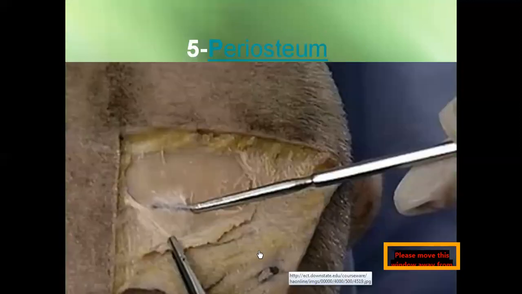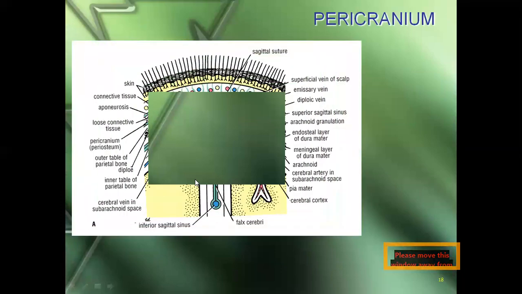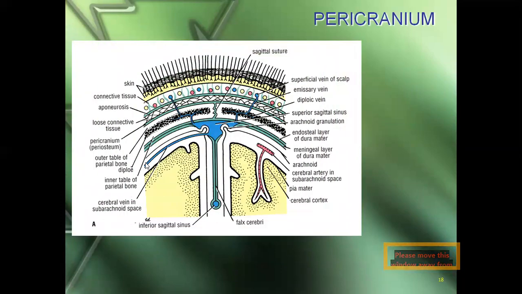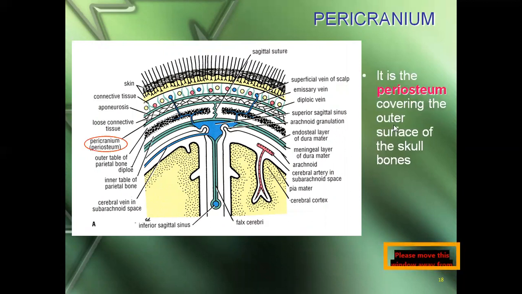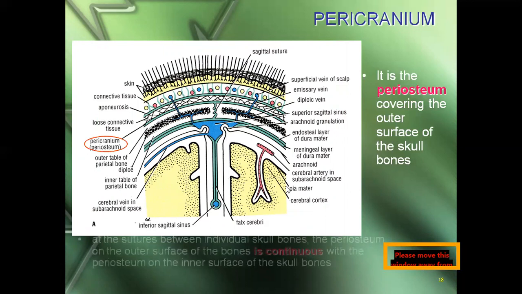So next we have the last layer, that is the periosteum, which is nothing but the covering of the skull bone, also called the pericranium. So this is our skull bone. It has an outer table and an inner table. The in-between area is called the diploe. Near the outer table, the outermost covering of the bone is called the pericranium, also called the periosteum, covering the outer surface of the skull bone.